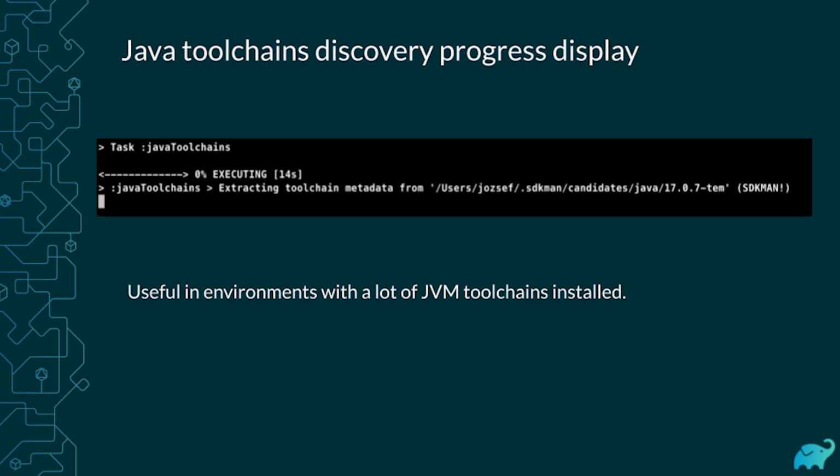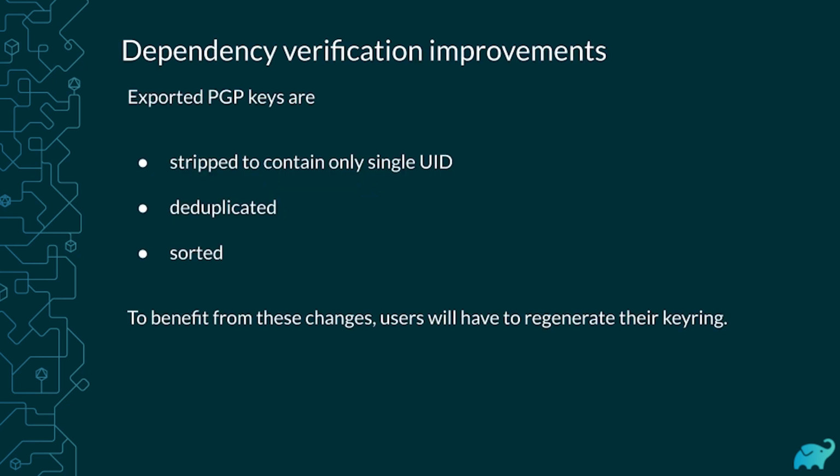Go ahead, Vlad. Yeah, so extracting metadata from installed Java toolchains might take a bit of time during the first launch of Gradle if there were dozens of toolchains installed. It was a bit confusing to understand what's currently going on in the previous versions of Gradle. In 8.2 we added a progress display for it. Most users wouldn't notice it, but it might be useful for framework and library authors who desire to test against many Java versions.